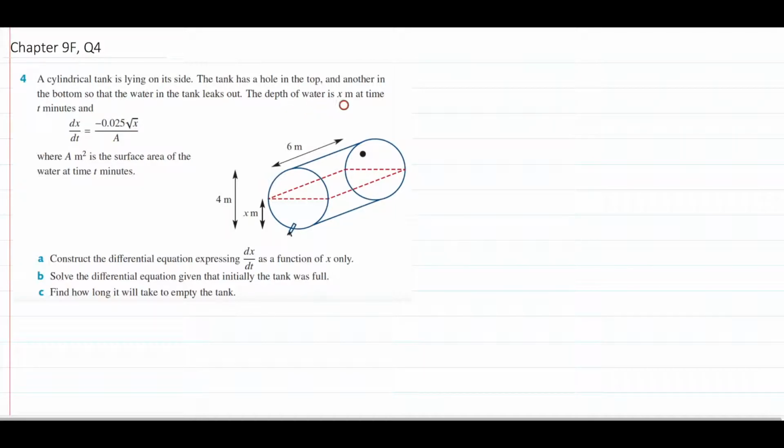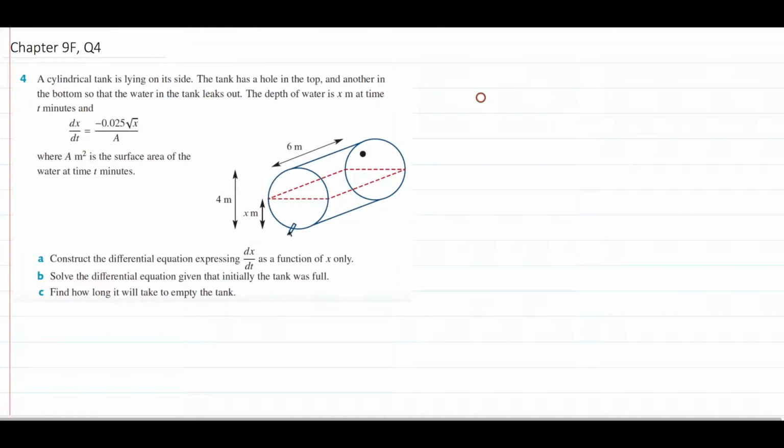The depth of water is x meters at time t minutes, and dx/dt. So x is your depth, the height pretty much, and the rate of decrease of your height is negative 0.025 root x over A. So A is your surface area of water at time t minutes. So A is this rectangle right here.